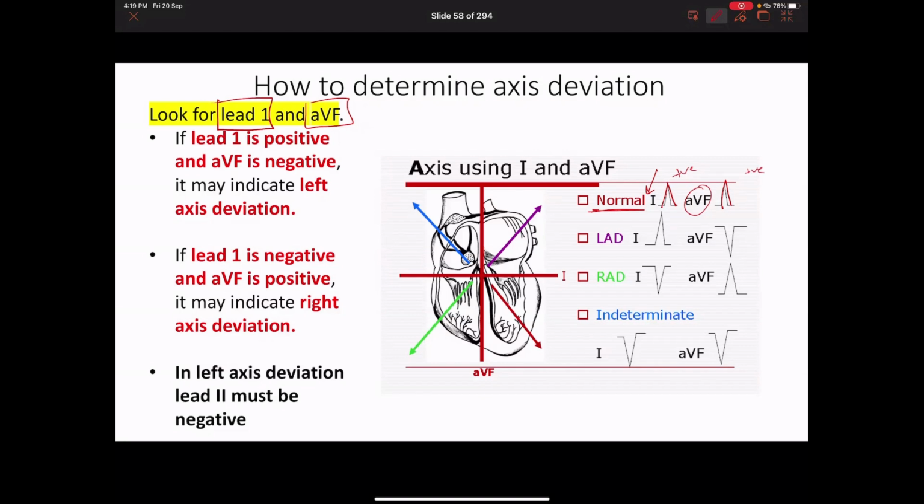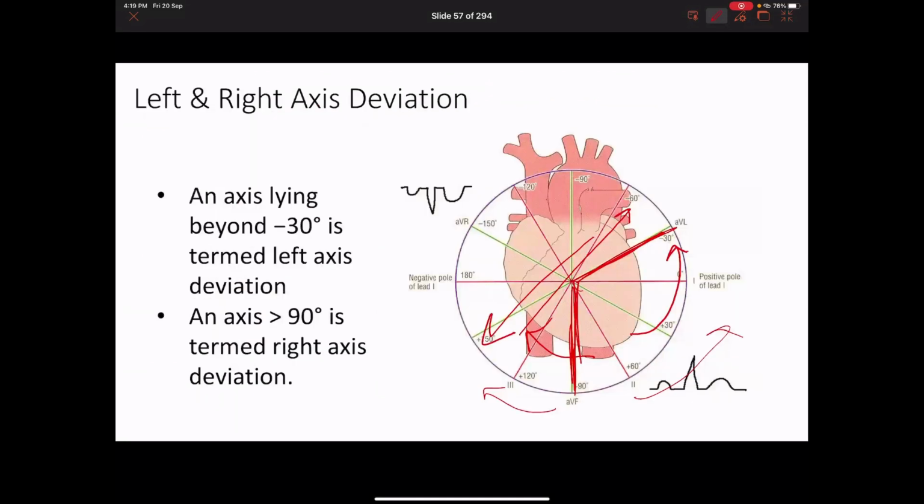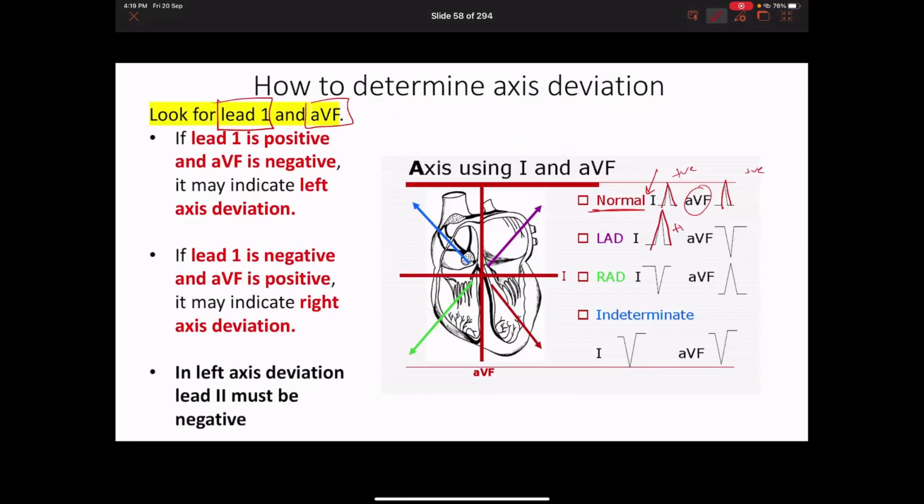If in lead 1 it's positive, so positive deflection in lead 1, but in AVF it's a downward deflection or negative deflection, this is a left axis deviation, okay? If in lead 1 it's a negative deflection, and in AVF it's a positive deflection, then it's a right axis deviation.